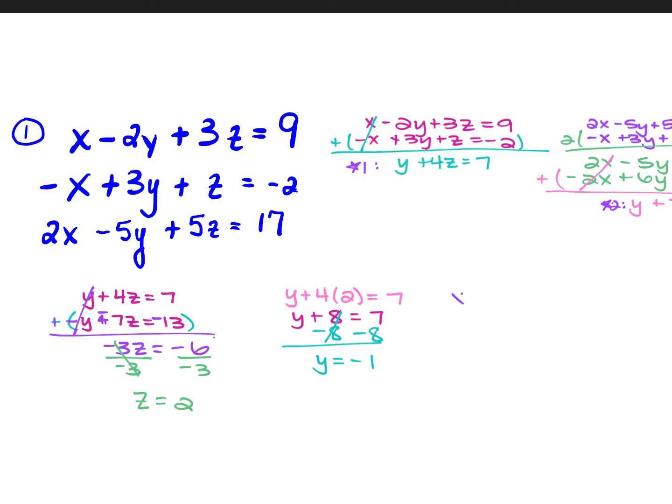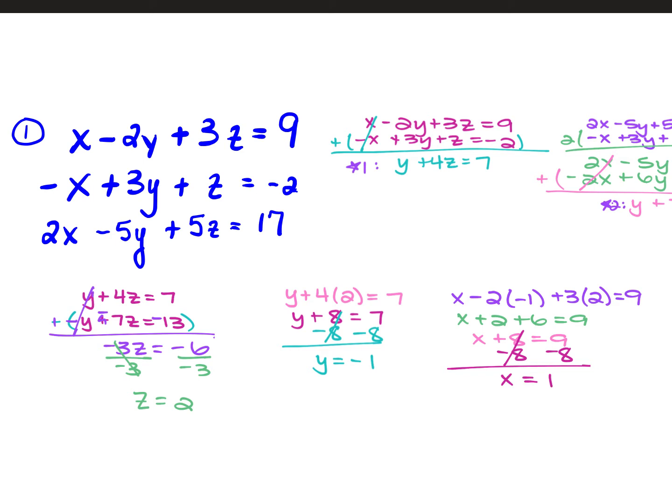So that x minus 2 times y, which we said is negative 1, plus 3 times z, which is 2, is equal to 9. Your negative 2 times negative 1 gives us positive 2. Your 3 times 2 is 6. We combine the 2 and the 6 to give us x plus 8 is equal to 9. You move your 8 over by subtracting it from both sides, and you get that x is equal to 1.